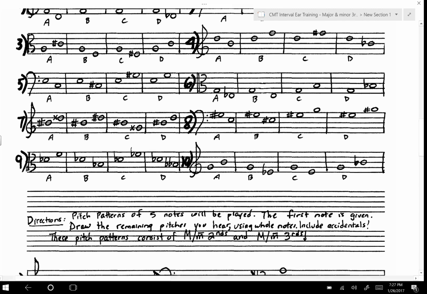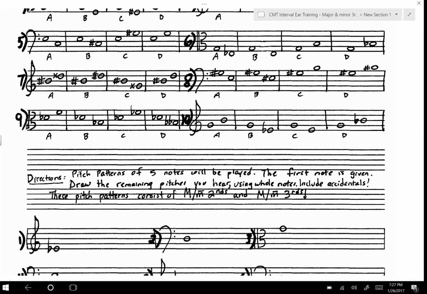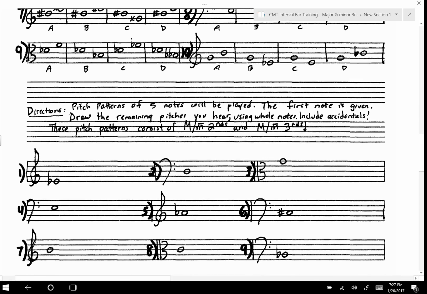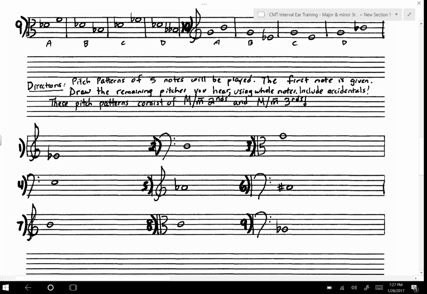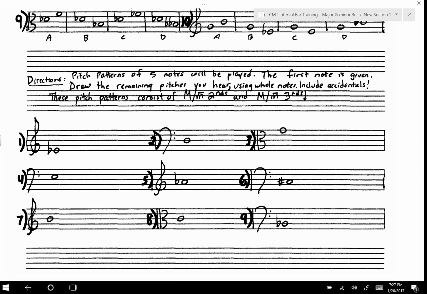Let's go on to the second part. Here are the directions. Pitch patterns of 5 notes will be played. The first note is given. Draw the remaining pitches you hear using whole notes. Include accidentals where necessary. These pitch patterns consist of major and minor seconds and major and minor thirds, both ascending and descending. You will hear each pitch pattern twice.